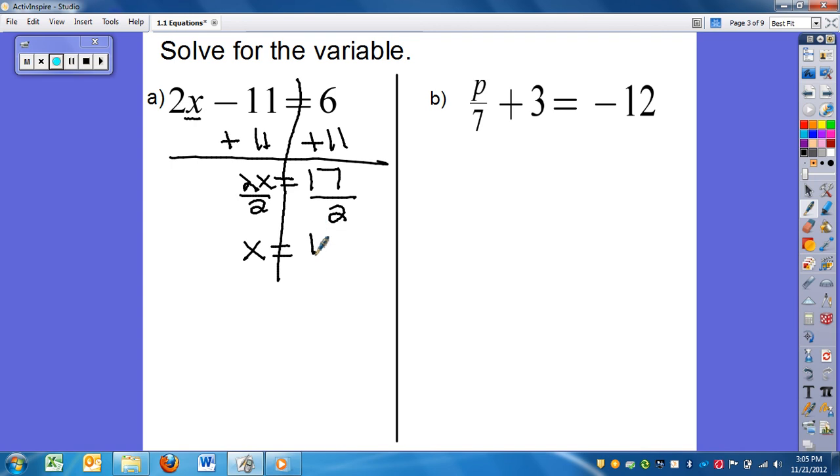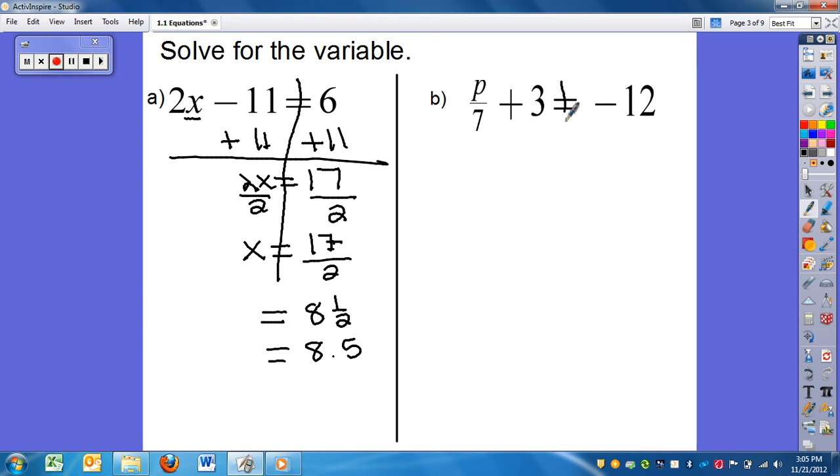You can put your answer in 3 ways. You can do 17 over 2. You can give it as a mixed number, 8 and a half, or you can give it as a decimal, 8.5. Whichever one you prefer is fine with me. I will accept all 3 answers.